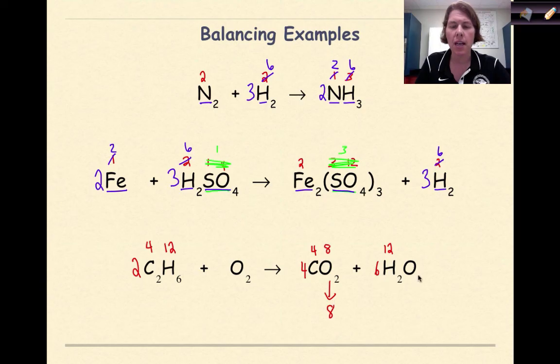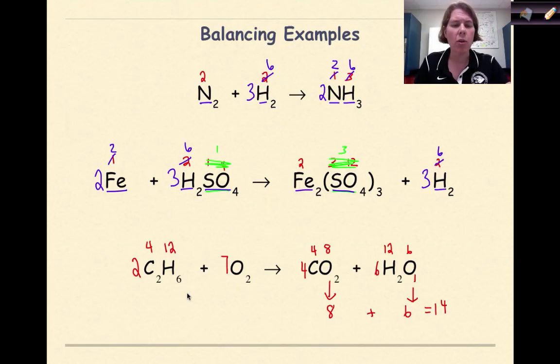8. 6 times, again, are 1. So 6 times 1 will give me 6. So I'm going to bring that 6 down here. And 8 plus 6 gives me 14. That's an even number. That's good. I can use 14. So that just means a coefficient of 7 in front of the O2.